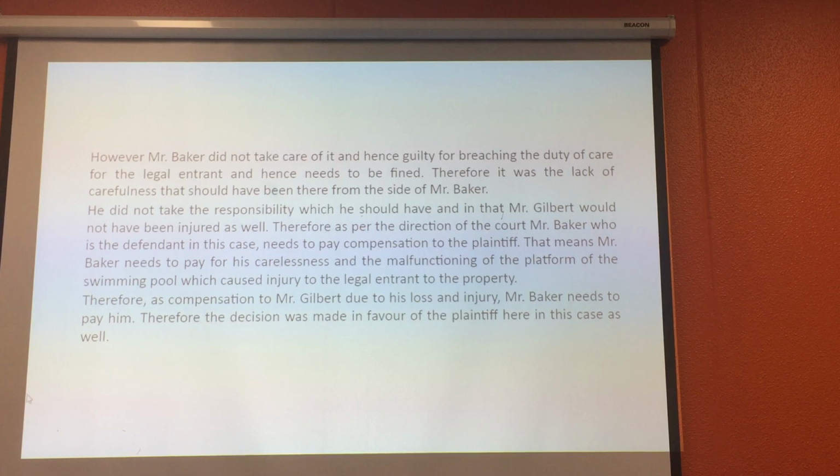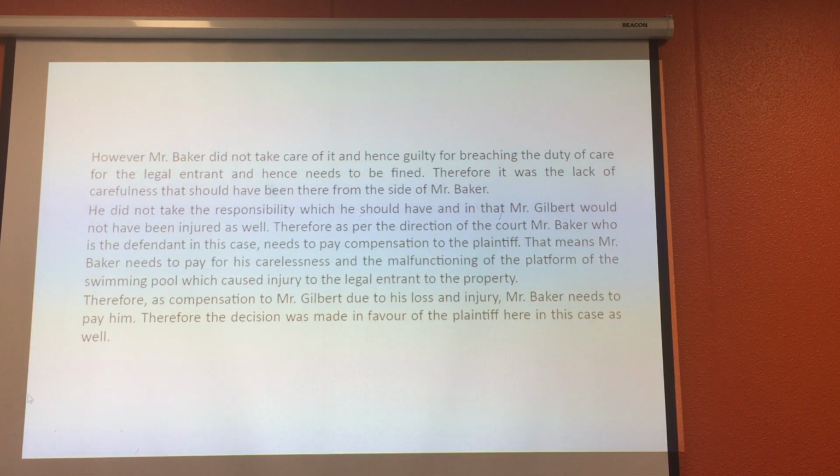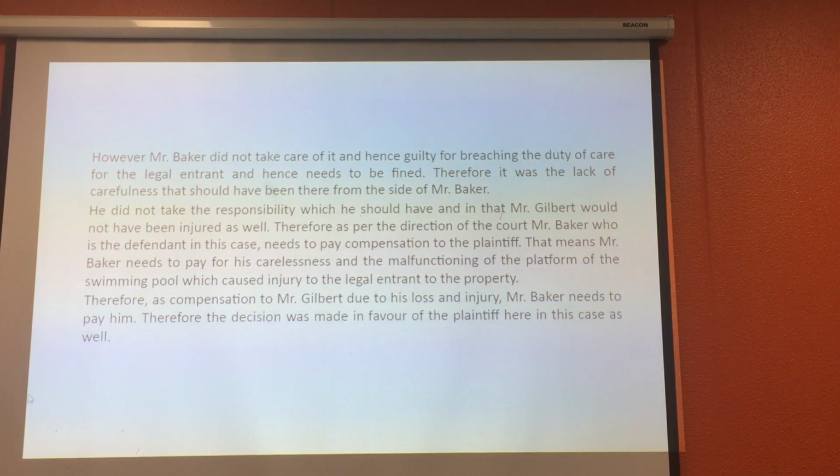So Mr. Baker was found guilty in the end because of breaching the duty of care. The lack of carefulness was on the side of Mr. Baker, and there was no fault of Mr. Gilbert. As he got injured, he needs to be compensated by Mr. Baker, who also needs to pay for his carelessness and the malfunctioning of the platform. Therefore, Mr. Baker needs to pay compensation to Mr. Gilbert for his loss and injury.